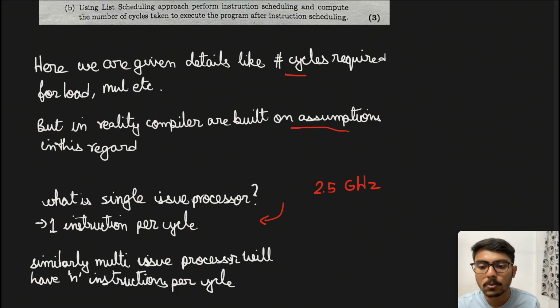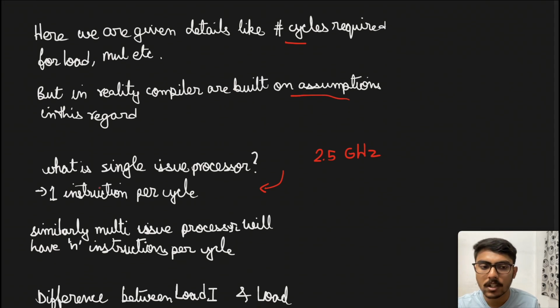But these days we mostly have multi-core, multi-threaded processors which execute millions of instructions per cycle, right? Those are called multi-issue processors, and they execute some n instructions per cycle.